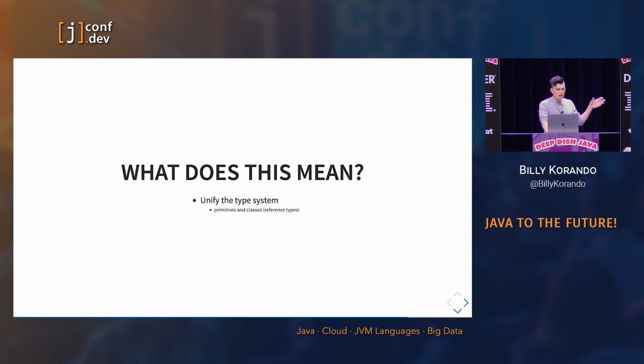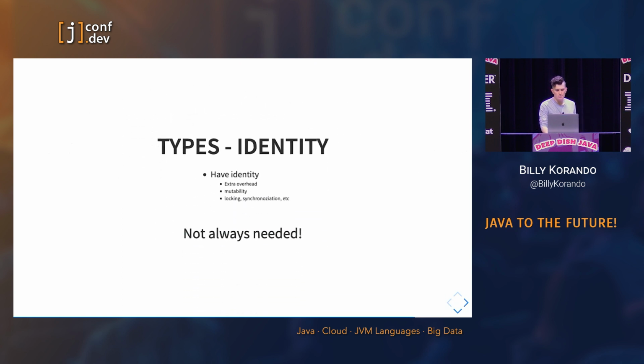So what does this mean? One of the major goals is to unify the type system. Right now we have primitives and class types, or reference types, that are completely separate. You can't define any other primitives beyond the provided int, char, long, short, boolean, and so on. And we can define reference types. But now we're going to be able to unify that, because types come with identity, the memory reference in your code, but that has overhead. You have to be able to store the identity itself.